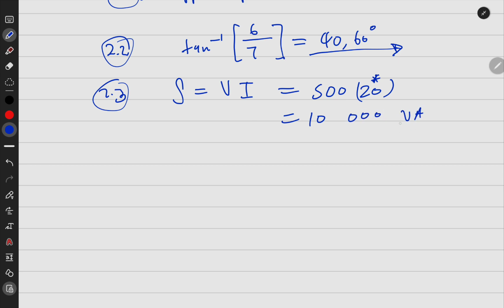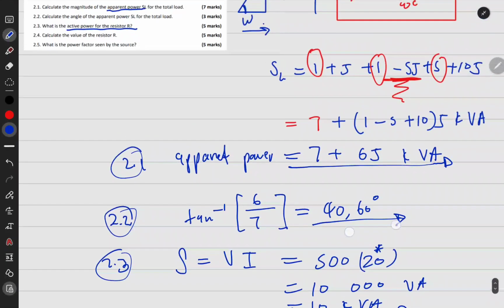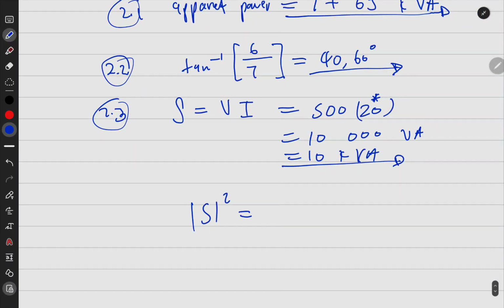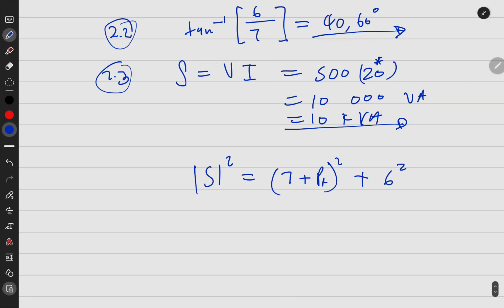VA, so you can just make it 10 kVA, because most of our things are in kilos. Then what is the question? Active power for R. So we now know that S squared should give me the real part squared, of which the real part is going to be 7 plus the power of the resistor, all squared, plus the complex part, which is going to be 6, all squared. Then my goal is finding this guy here.